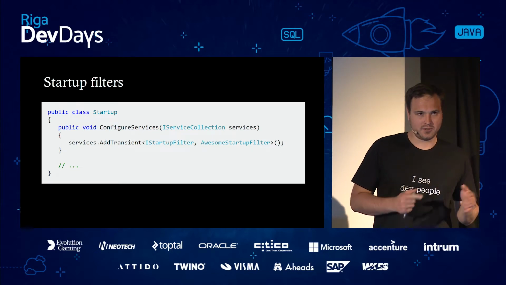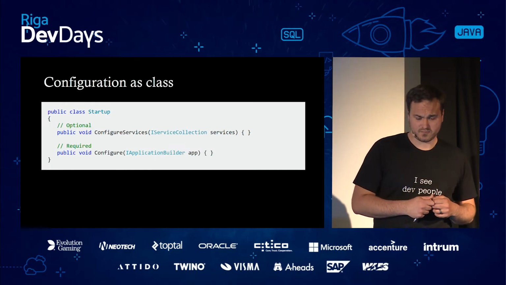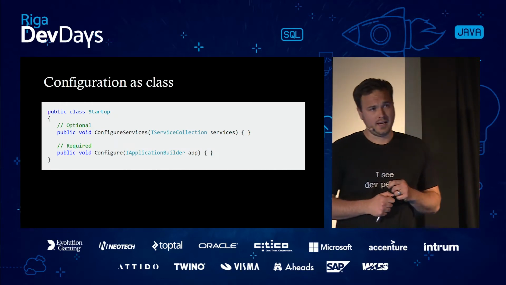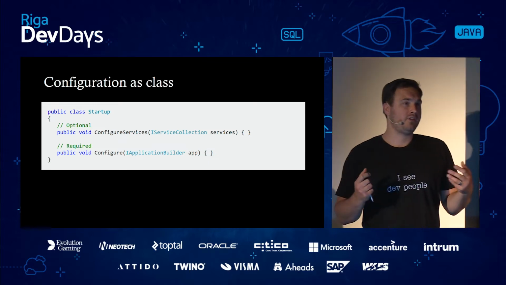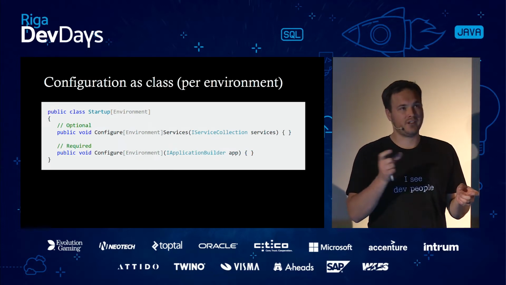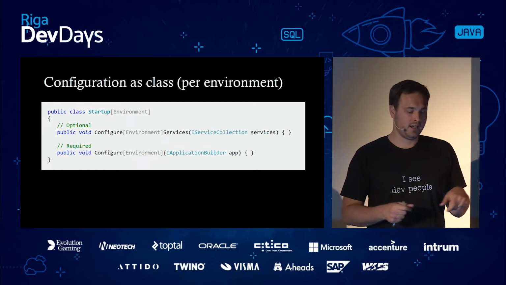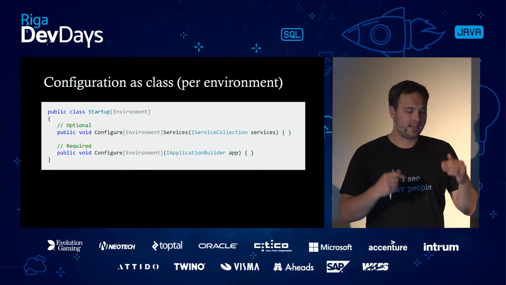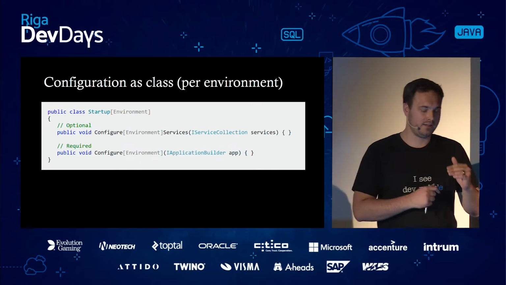So let's quickly go back to the separate class of a startup configuration. Did you know you can do it per environment? So let's say your environment name is development, for instance. You can have startup with a suffix of your environment name: startup development, configure development services, and configure development, for instance. And this can happen on a class level, and also it can happen on a function level as well.